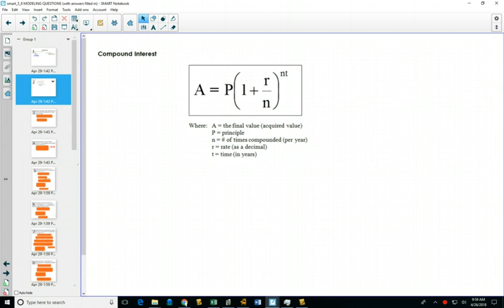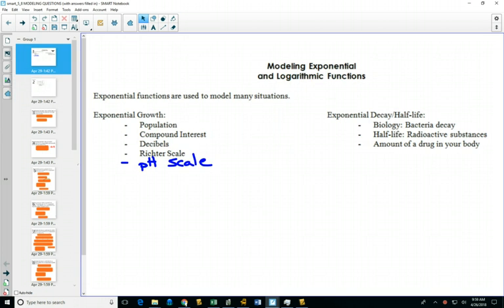What we're going to look at now is a number of different areas that show exponential growth or exponential decay, how they can be modeled with a function, and how we can use logarithms instead of a graphing calculator approach to solve them. So we're going to use the skills that we've learned over the last little bit. Here are some examples of exponential growth.